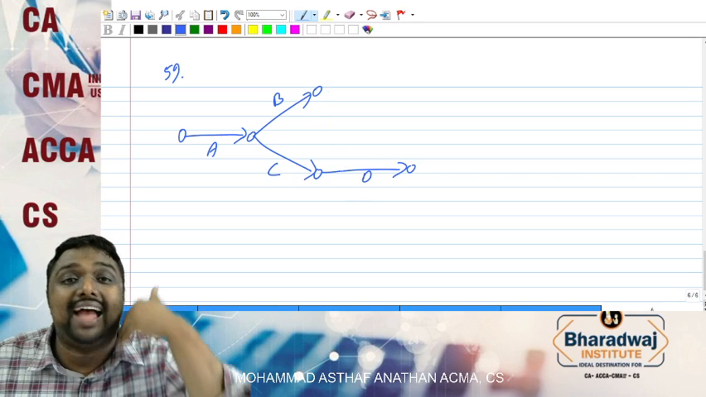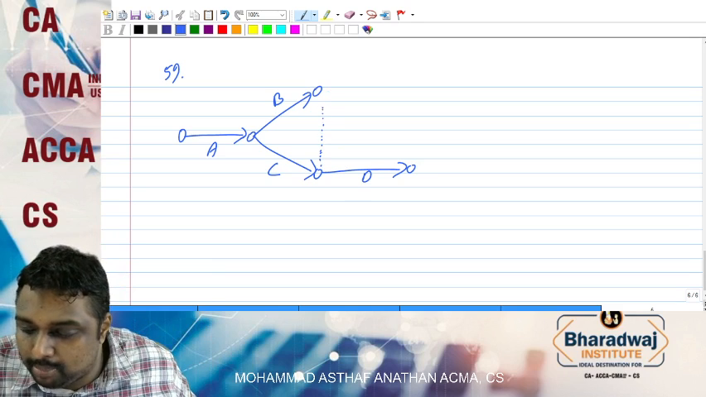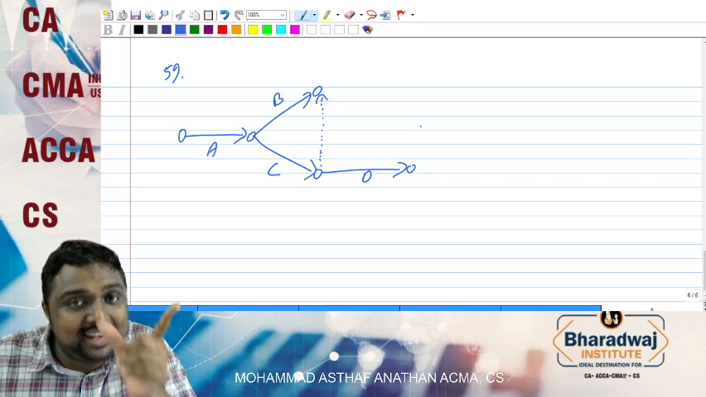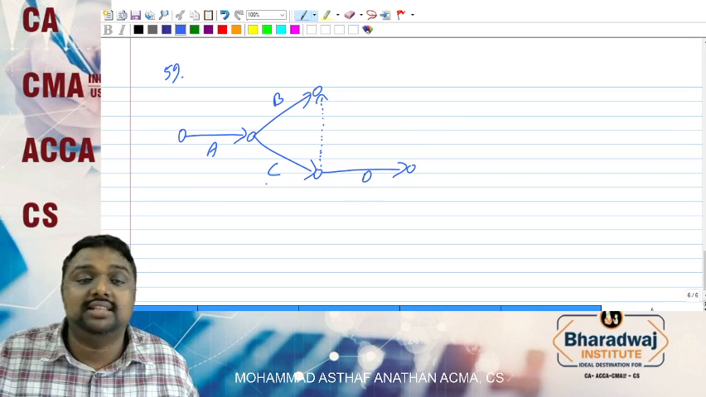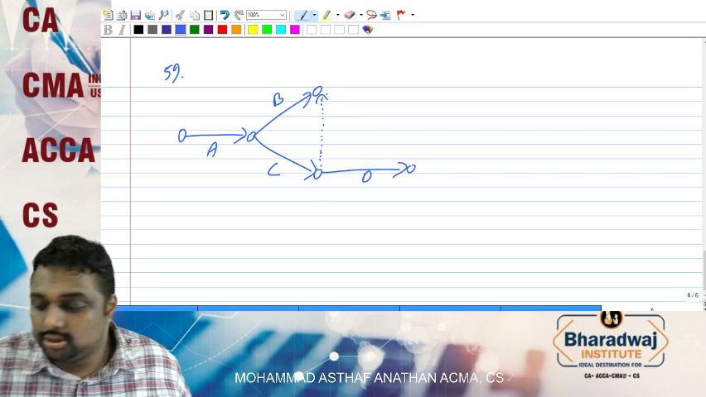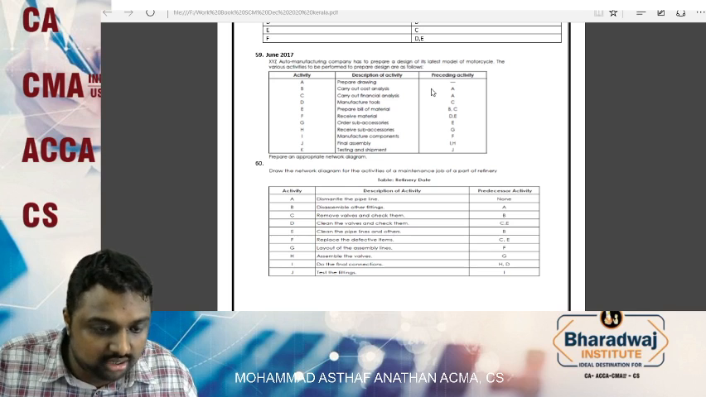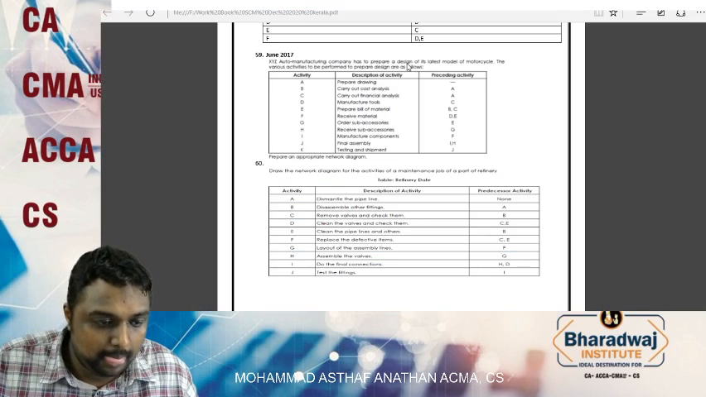So we will put the arrow up. The reason we put the arrow up is that we have to put an arrow anyway, because B and C have now only burst. Now we have to merge, because D starts exclusively from C. That is the reason: if you put the arrow down, the meaning would include B also. So C and B together, which activity starts? E. So we got E.